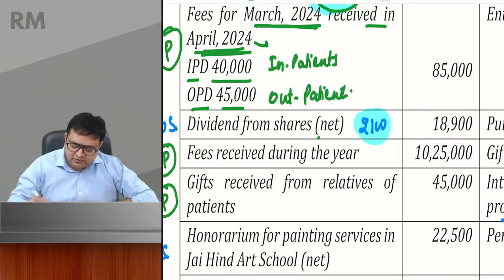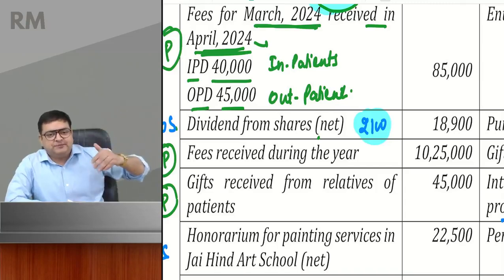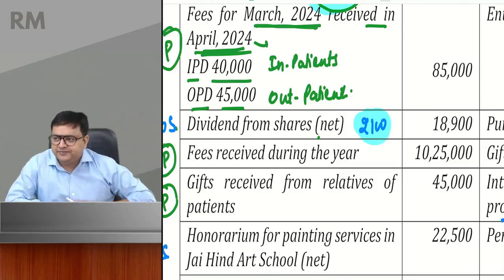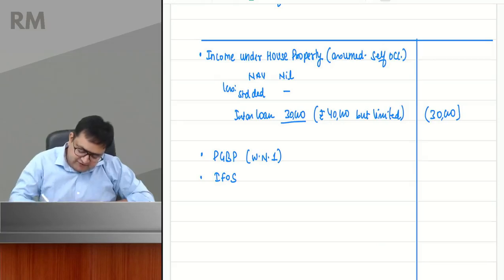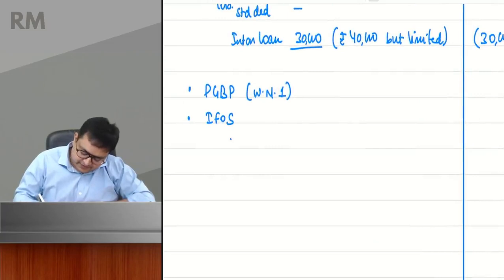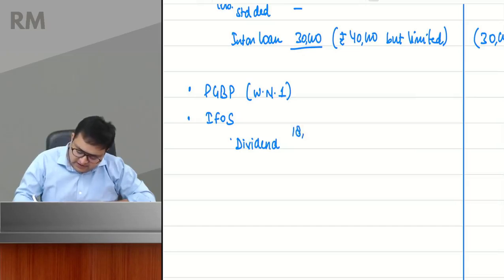Why am I also calculating TDS side by side? Because I need to compute my tax payable. When I get my tax liability, I will reduce 2,100 from there, right? So I will take IFOS income. My dividend income is 18,900 divided by 90 into 100, 21,000.